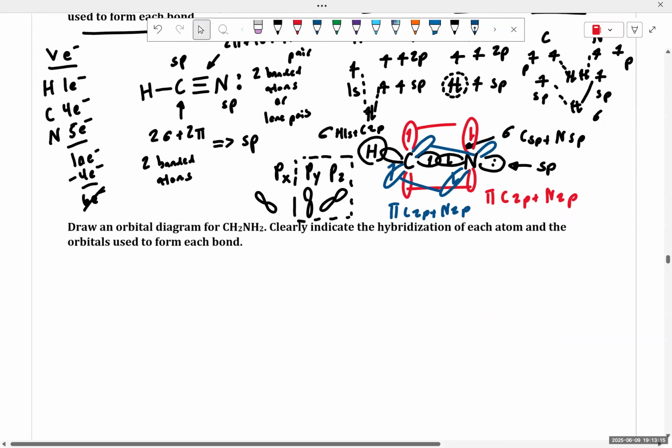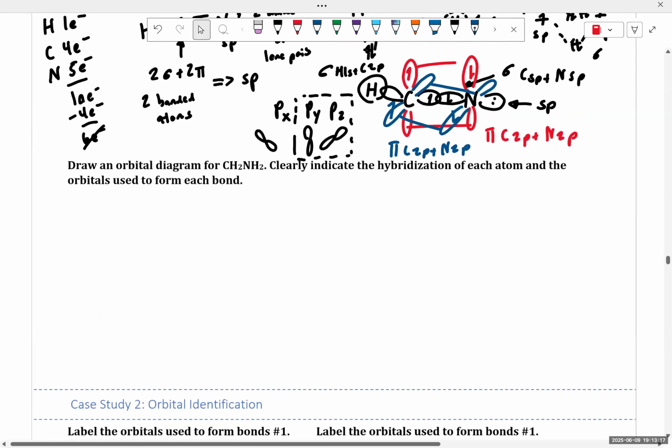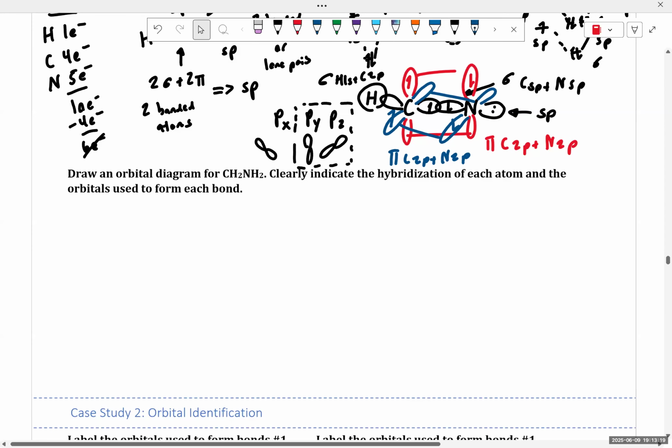Let's take a look at another example. In this case, we're asked to draw an orbital diagram for CH2NH2. Pretty interesting compound. I'd like you to take a moment, pause this video, work out drawing an orbital diagram, and we'll discuss this example momentarily.